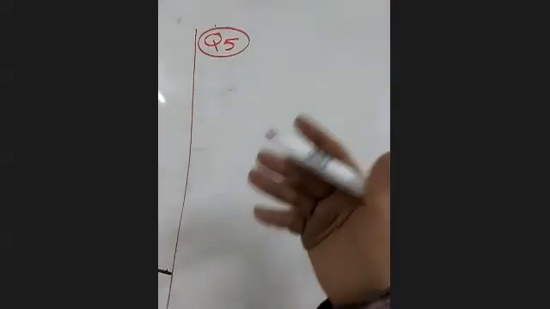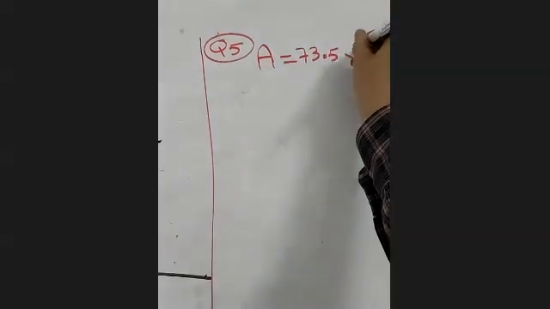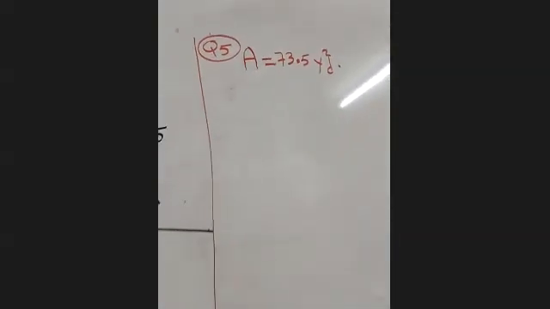What is the height of the trapezoid in yards? Good. So they want us to find the height, right? And we have a trapezoid. What are the given informations? We have the area and the two bases. How much is the area? 73.5 squared yards, right?